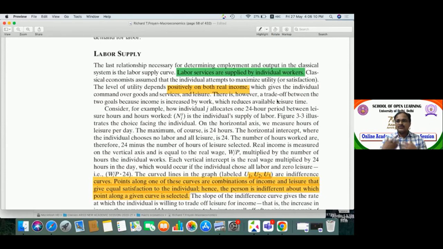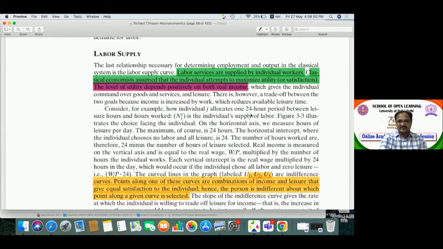Suppose I am one laborer, and another person is another laborer. We are also laborers because we provide services, right? In classical economics, it is assumed that individuals attempt to maximize their satisfaction. The classical economists define that individual laborers maximize their utility, and the level of satisfaction or utility depends positively on their real income.